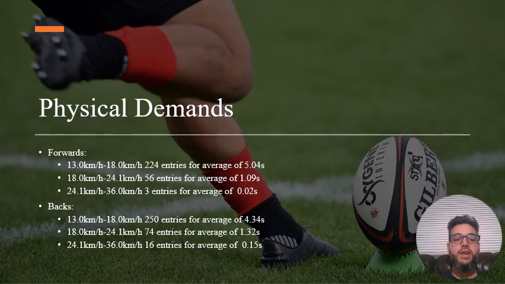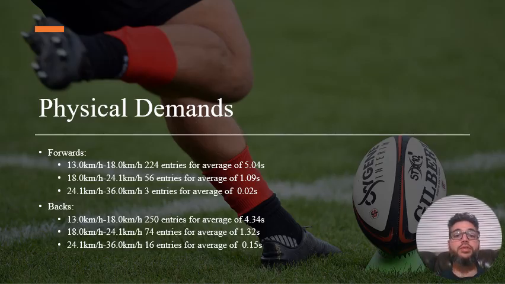We have about 5 seconds for forwards in the 13 to 18, about 1 second in 18 to 24, and 0.02 seconds in the highest speed zone, while for backs it's about 4.34 in the 13 to 18, 1.32 in 18 to 24, and then from 24 to 36, 0.15. So we're looking at closer to almost 8 times the amount that the backs are essentially either accelerating extremely quickly or reaching max velocity.